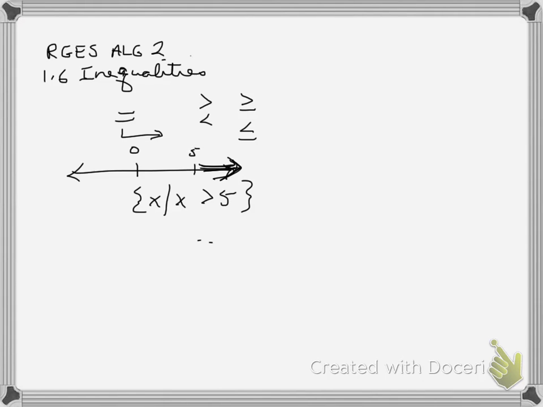So we would graph that either with an open or a closed circle. We'd put our 0, we'd put our 5. If we want to indicate greater than 5, I would put an open circle, meaning do not include the number 5, but include everything greater. This would indicate x is greater than 5.